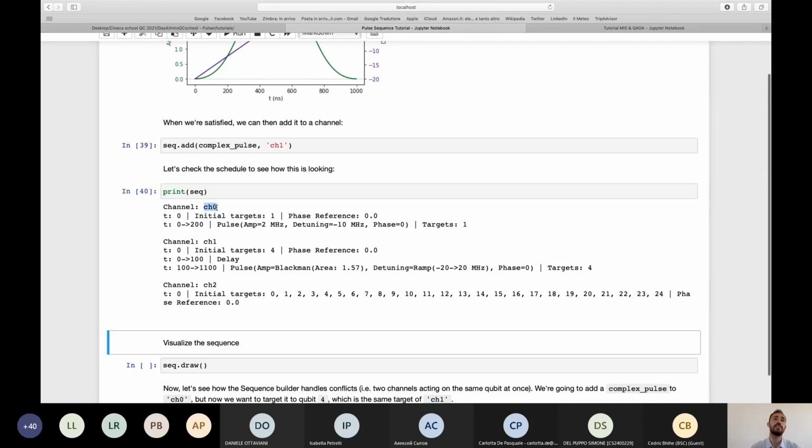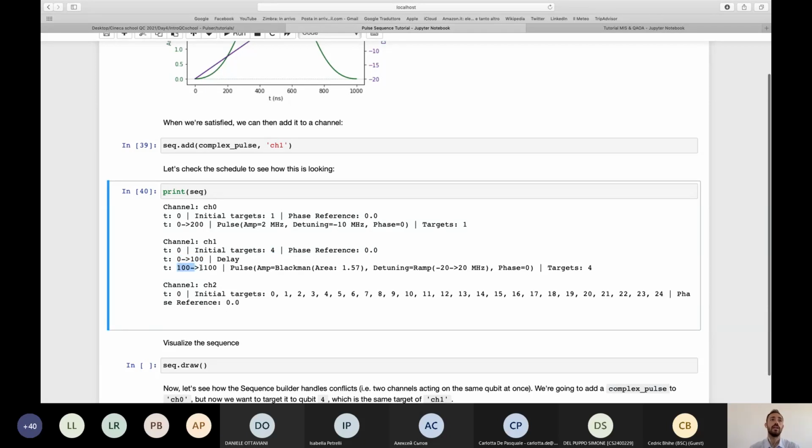I have channel 0, whose initial target is 1, and in channel 0, from time 0 to time 200 nanoseconds, I apply this pulse here. This is a constant pulse. While for channel 1, I delay it, so it is inactive for the first 100 nanoseconds. The target is qubit 4.